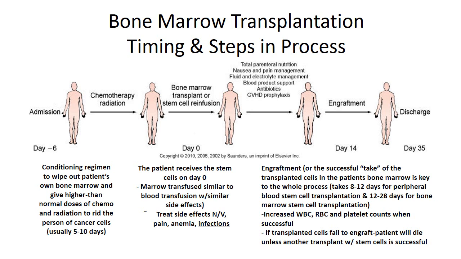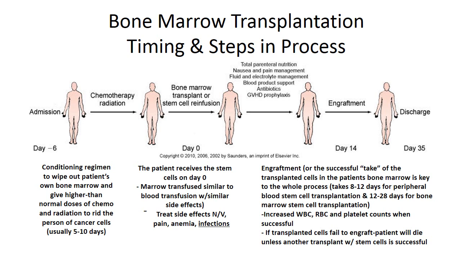It usually takes 8 to 12 days for peripheral blood stem cell transplants and 12 to 28 days for bone marrow stem cell transplants. And we may see increased white blood cells, increased red blood cells, and increased platelet counts. And that is a good thing. These leukemia patients often have those lower levels of white blood cells, red blood cells, and platelets, and they are pancytopenic. And if we see increases in these, that is a great thing.